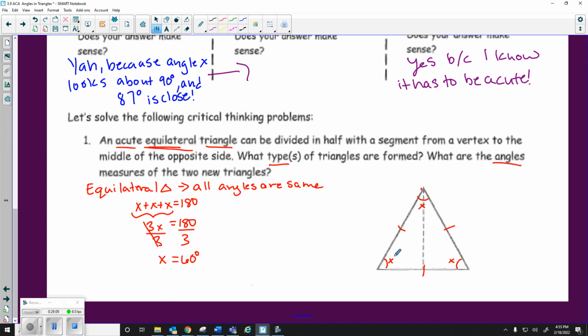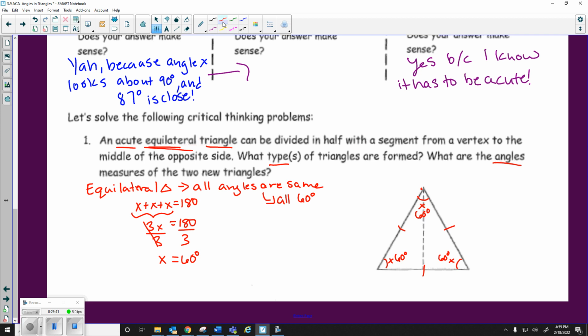So hopefully, if all the sides are the same, all the angles are the same. So that means that each one of these is going to be 60 degrees. 60 degrees and 60 degrees. Huh. Okay. So all angles are the same. That's going to mean that they're all 60 degrees. Interesting. Now, again, we're going to come back to that, but just stay with me. So we got that the equilateral triangle can be divided in half with a segment from a vertex.